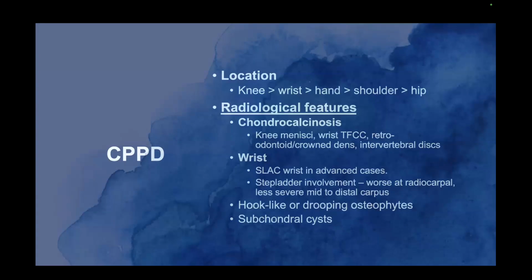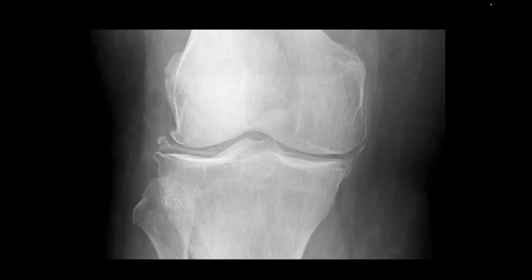So typically you can see the chondrocalcinosis forming at sites of menisci or TFCC, such as in the hands and in the knee. But you can also get the CPPD forming around the dens, like in Crowned Dens syndrome. And as I said, you can get progressive destruction of the joint. So classically in the wrist, you can lead to a SLAC deformity.